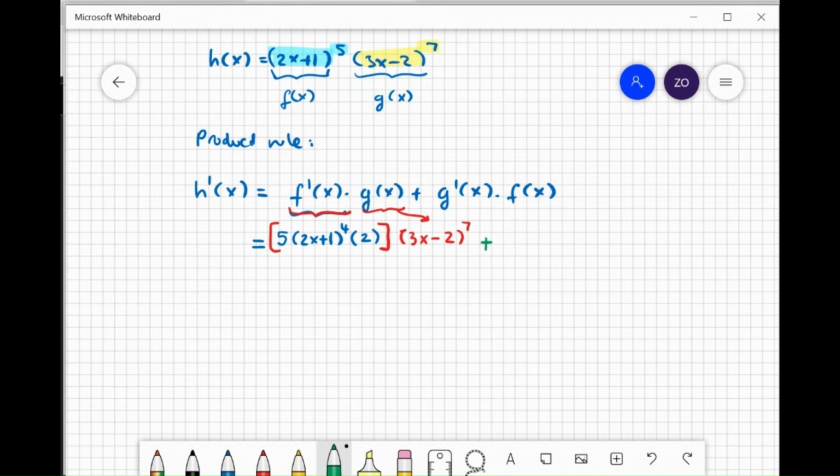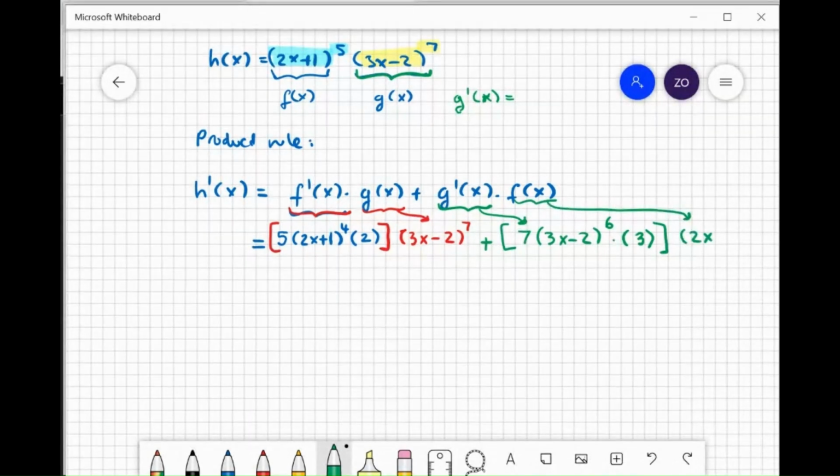plus, now let's find the derivative of the g function. 7 will go down times 3x minus 2 to the 6th. So 7 times 3x minus 2 to the 6th is the derivative of the outside function, and 3x minus 2 is the inside function. So its derivative is 3. Okay, so this whole thing is the derivative of g. Now we have the last piece, which is just the f function itself, 2x plus 1 to the fifth power. Okay, so just this is the whole thing.